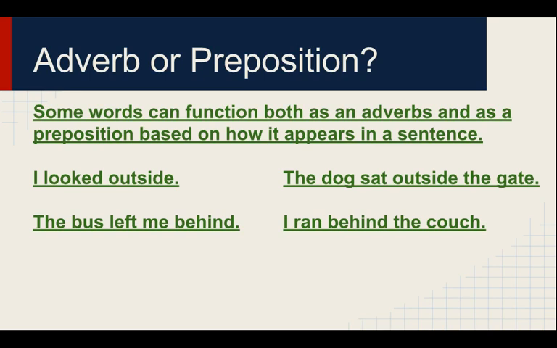Sometimes it gets confusing about whether a word is an adverb or a preposition, because some words can function both as adverbs and prepositions based on how they appear in a sentence. "I looked outside." In that sentence, "outside" is an adverb because it tells where you looked. However, "The dog sat outside the gate." "Outside" is a preposition because "outside the gate" is a prepositional phrase.